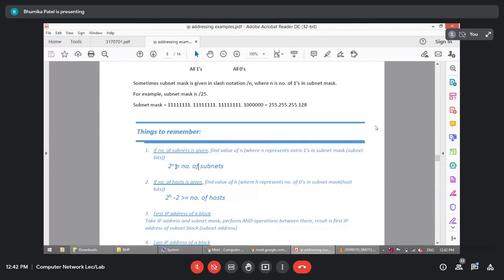So you will be using this formula. Number of subnets is equal to 2 raised to n, and then you can identify the value of n. That would represent the subnet bits.